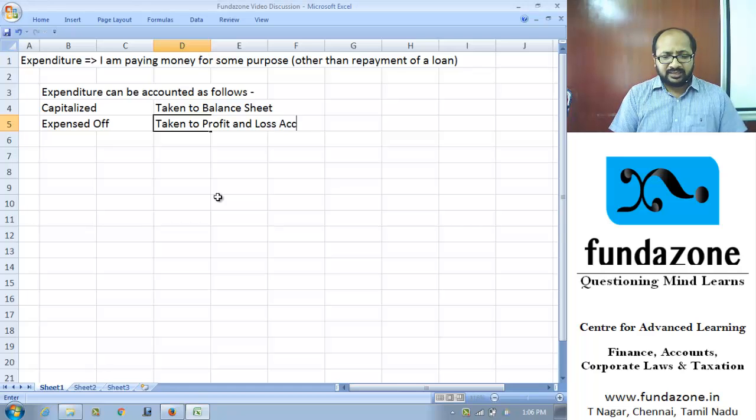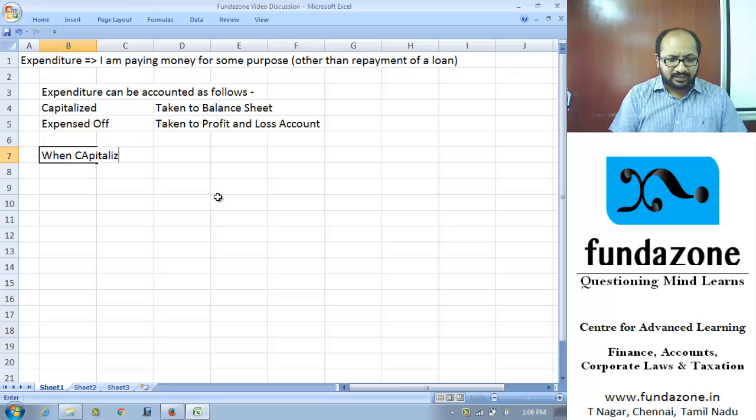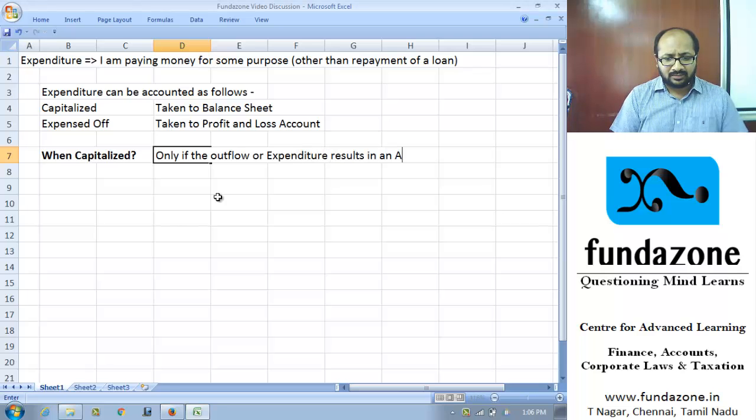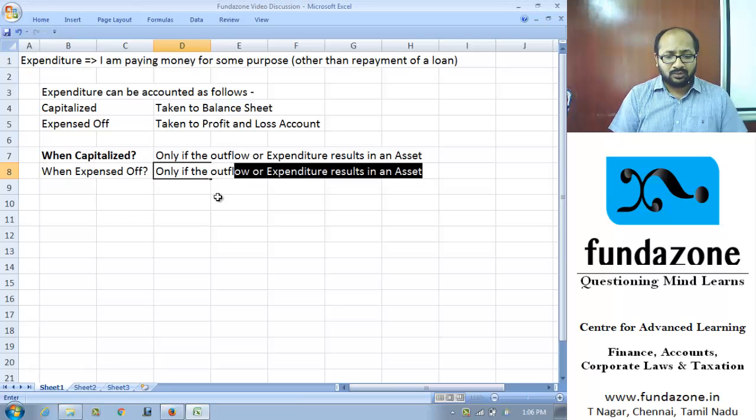When I say it is taken to the balance sheet, I will be showing it on the asset side as part of some asset. If it is expensed off, it goes to your profit and loss statement. That period it gets over. It doesn't get carried forward to the subsequent accounting period at all. Which brings us to the question: when should I capitalize and when should I expense off? Capitalize only if the outflow or expenditure results in an asset. Expense off when the outflow or expenditure does not result in an asset or any enduring benefit.